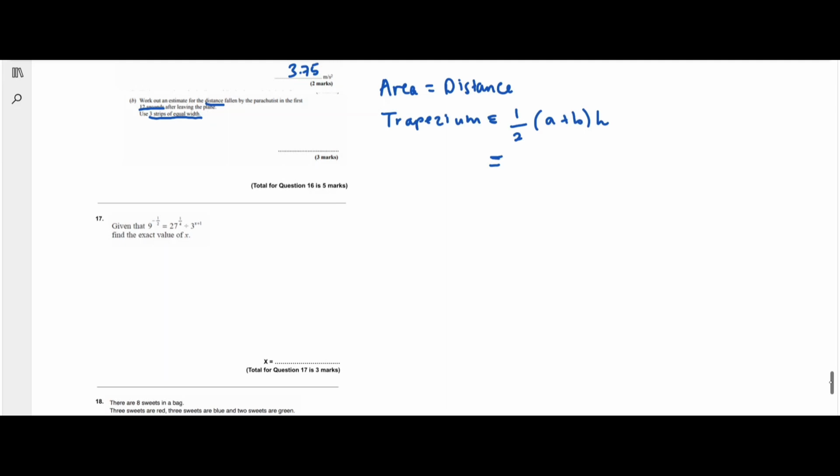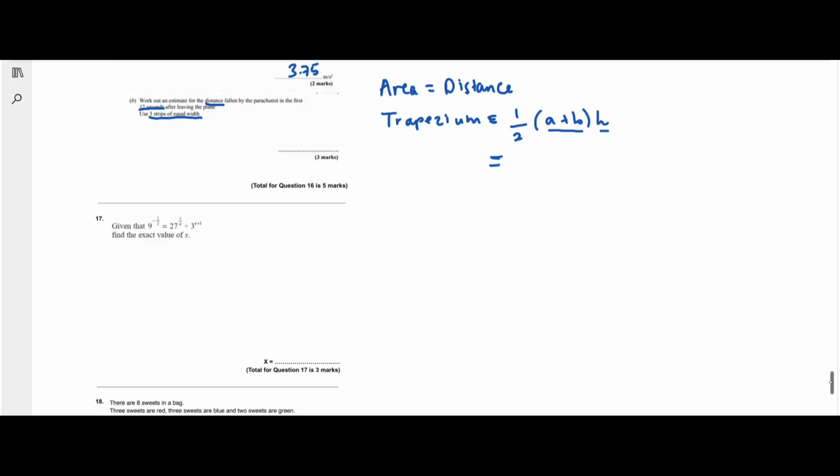But anyway, you don't need my song because you have the formula. It's half the sum of the parallel sides and times the distance between them. So you're going to need this because you're going to split your graph into trapeziums. So we'll look at how we use that now.